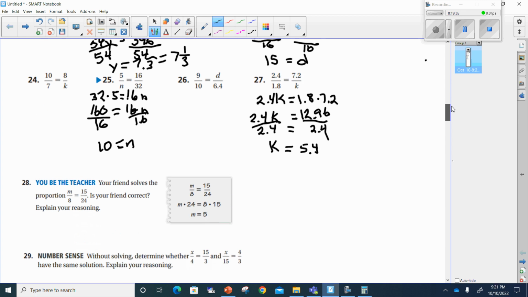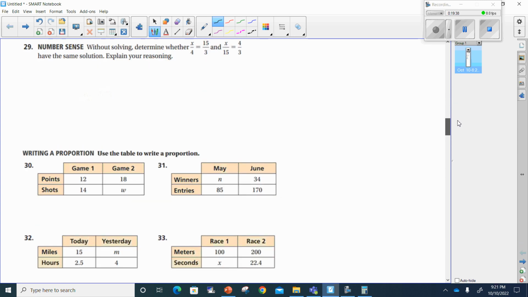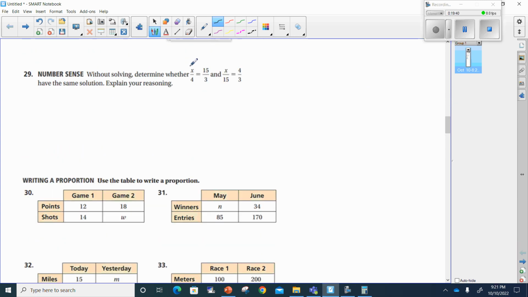All right, let's get to number 29. It says, without solving, determine whether x over 4 equals 5 over 3 and x over 15 equals 4 over 3. If they have the same solution, explain your reasoning. Well, over here I know that I'm going to multiply 4 times 15, and over here I'm going to multiply 4 times 15. Over here, I'm going to multiply x times 3. And over here, I'm going to multiply x times 3. Yes, I'm going to get the same thing because it's the same numbers.